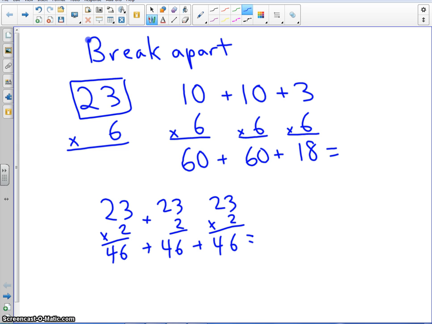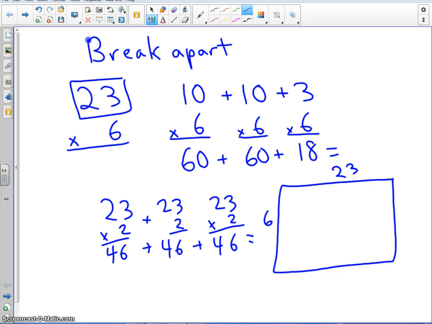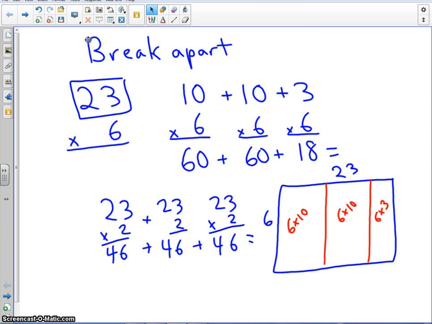This also works when we do it visually. We talk about arrays, and we have an array that's 23 by 6. They might show how they'd break it apart. So they would break it into 6 times 10, 6 times 10, then 6 times 3. So they can also visually show how they're breaking it apart.